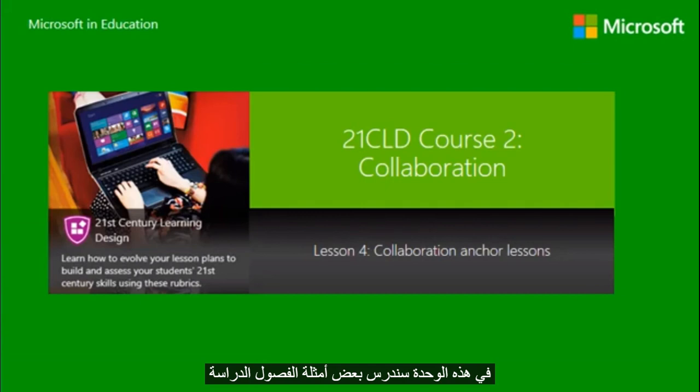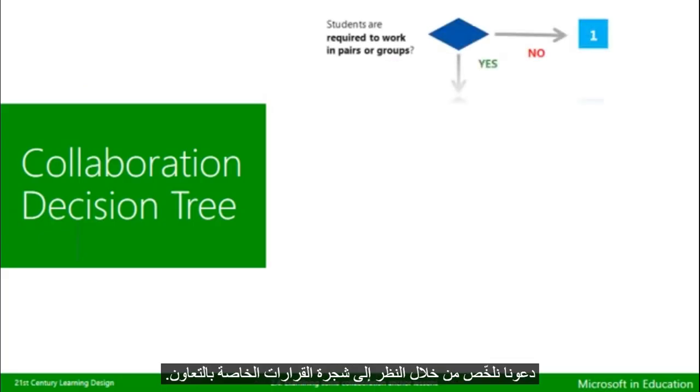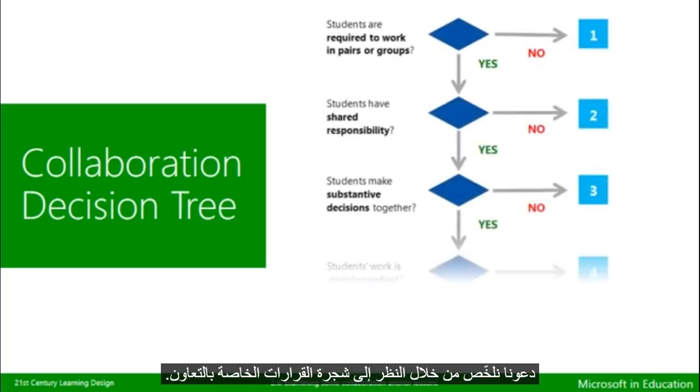In this unit, we are going to be examining some classroom examples to decide the type and quality of collaboration that is evident in the learning activity. Let's recap by looking at the decision tree for collaboration.